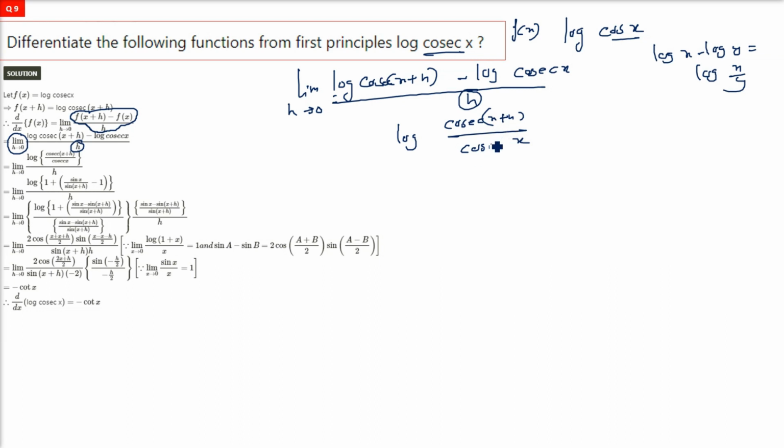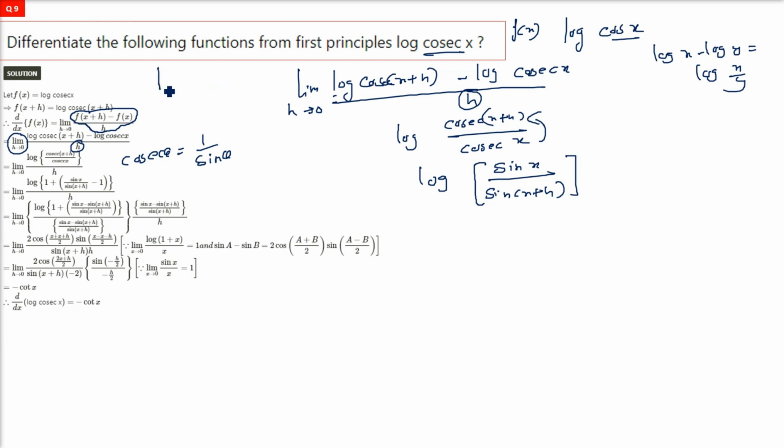Now this cosec can be converted into sine, because sine and cos are better to deal with rather than going for cosec or sec. Cosec theta is 1 by sine theta, so this will be inverted. So we have sin x in the numerator and sin (x plus h) in the denominator. Now what can we do? We cannot do anything right now.